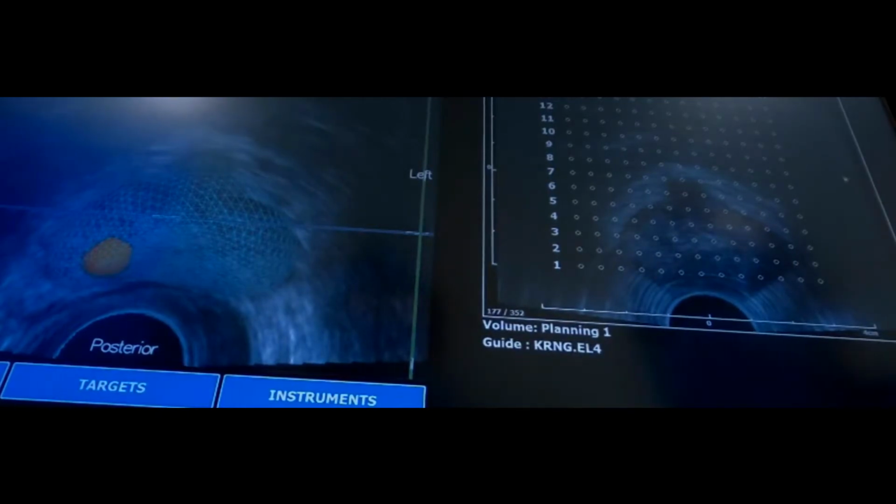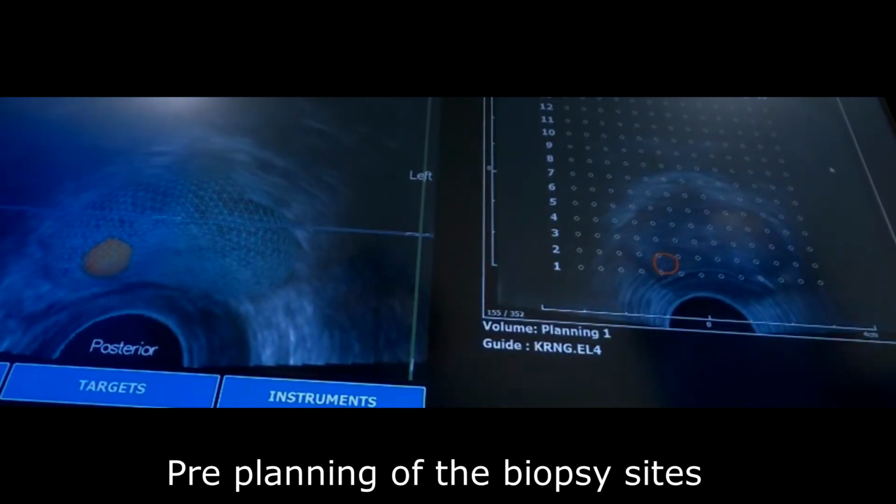The pre-planning of the biopsy course is an essential step in targeting the suspected lesion.